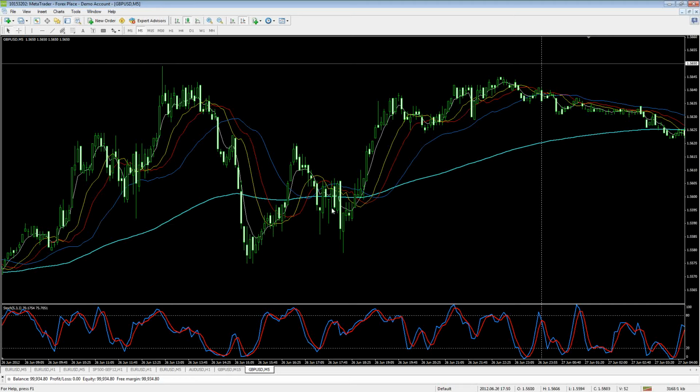For example here, these are late hours already. That's the evening. I wouldn't trade in the evening. I would wait for the middle of the day or the morning, for example, here. So this is a nice area where you see the crossing, and then continuation.